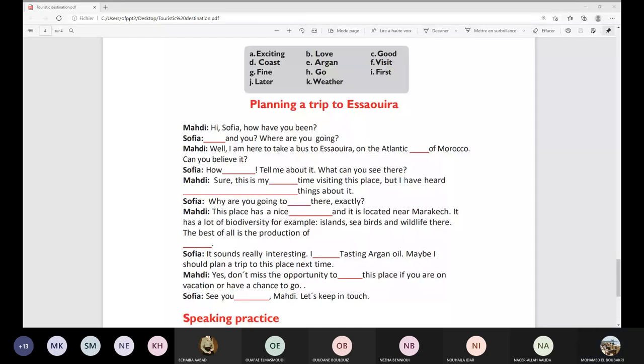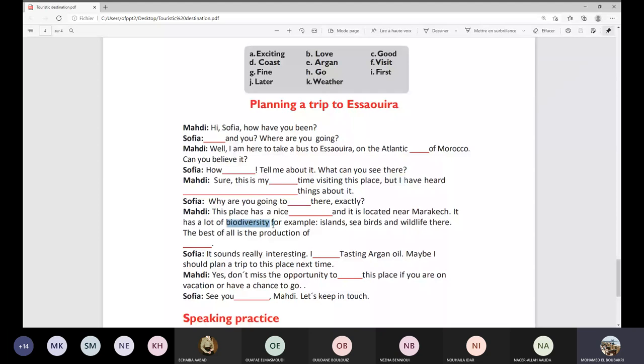This place has a nice weather and it's located near Marrakesh. It has a lot of biodiversity, for example. Nice weather. Correct job. Nice weather, and it is located near Marrakesh. There's lots of biodiversity. You know the biodiversity? What do you mean by that? Biodiversity?